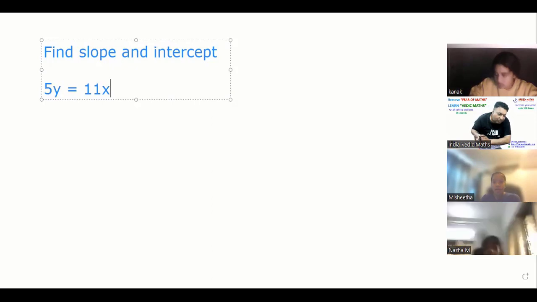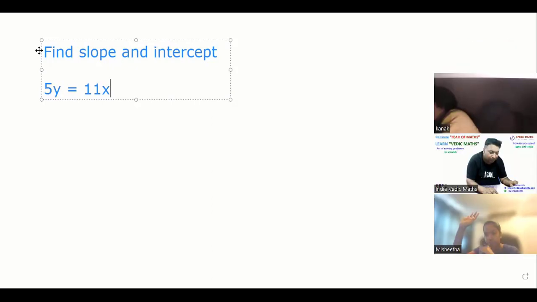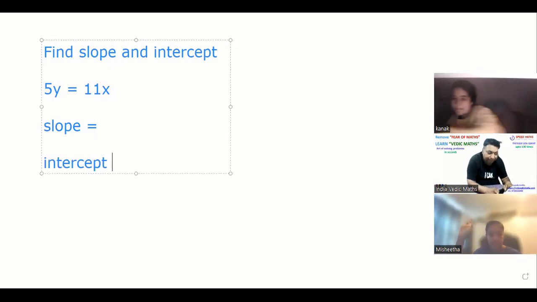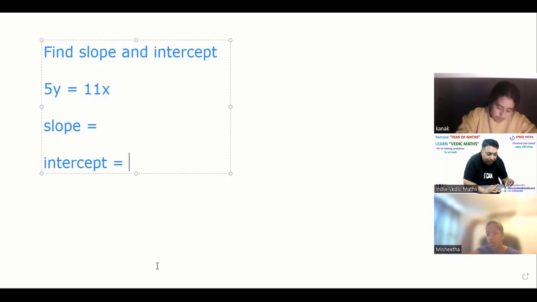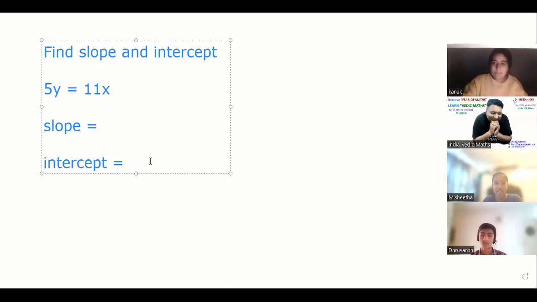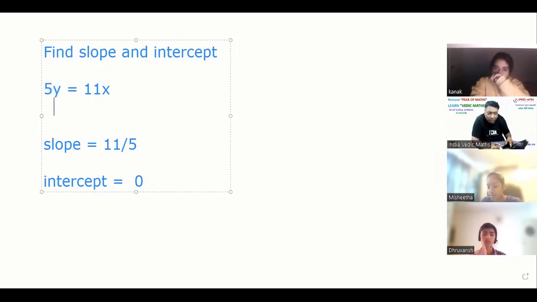Anybody can unmute and tell me, please, what is the slope you're getting and what is the intercept you're getting? Vishita, unmute. Sorry, I didn't see your hand. The slope is 11 by 5. Correct. And the intercept is 0. Correct. Because first you have to remove the 5 from here. It becomes y equal to 11x by 5. There is no c.